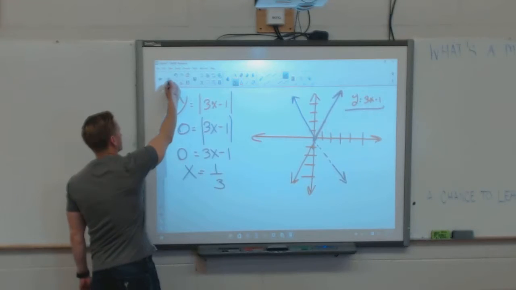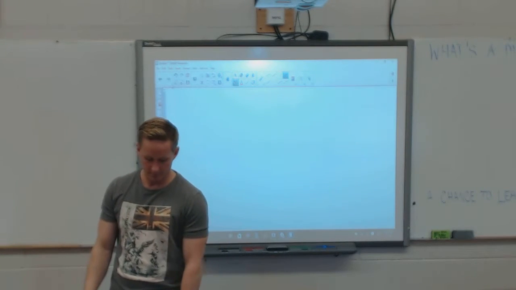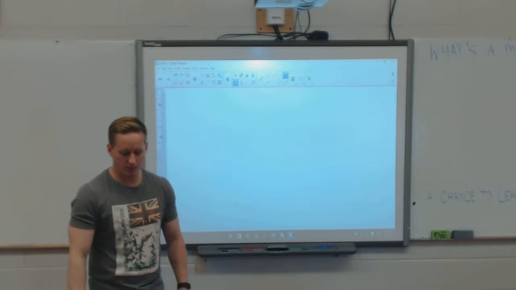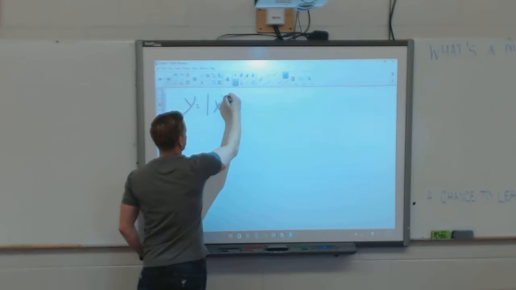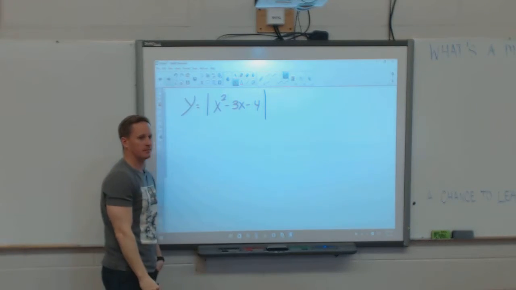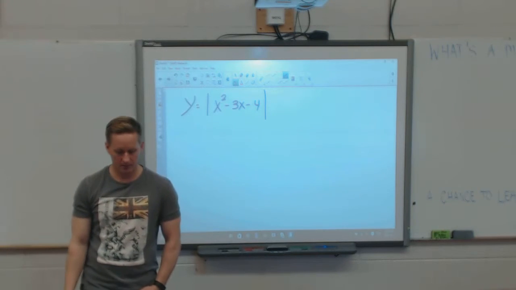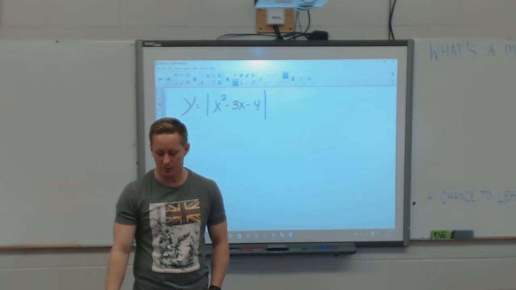The second example, so that was an example for a linear function. Now what about when I have this? y equals the absolute value of x squared minus 3x minus 4. Okay? So determine the y-intercept and the x-intercept of this one.